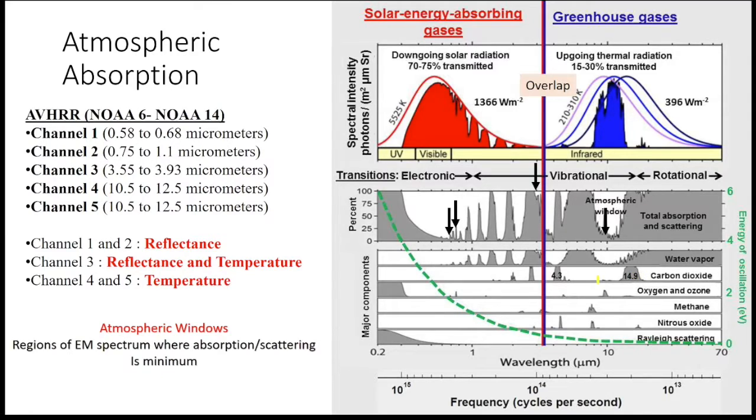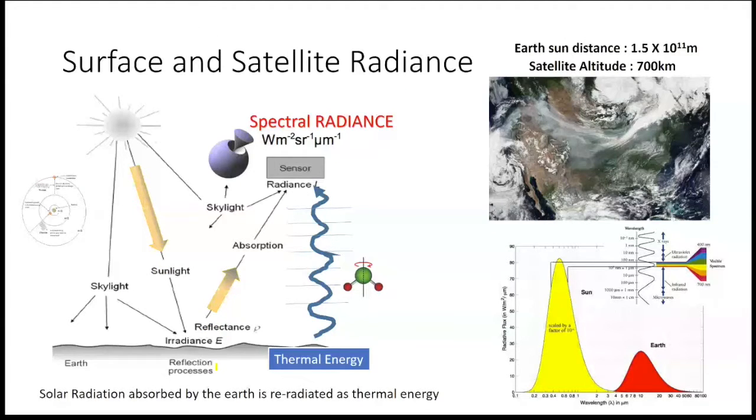So this is an absolutely important concept in satellite remote sensing, the concept of atmospheric windows, the regions of the electromagnetic spectrum where there's less interference due to absorption and scattering. Okay, so as I mentioned before, this is a complex process. I'm not going to get into all of the details here, but I want to highlight a few things.